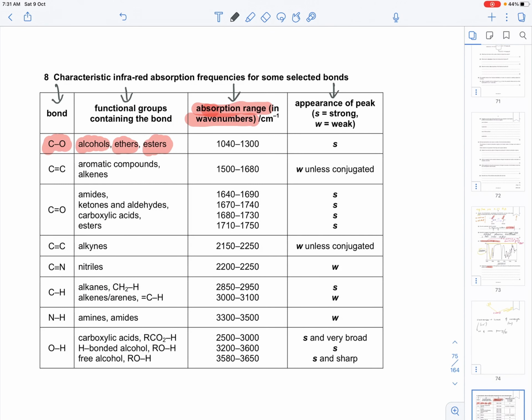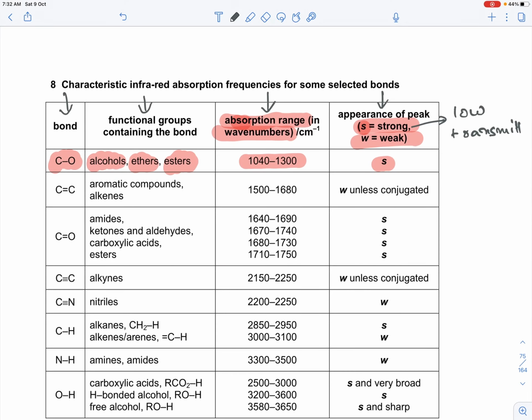For the carbon-oxygen bond, the wave number absorption range is 1040 to 1300, and the appearance of the peak is strong. S is for strong and W is for weak. A strong peak means a very high absorption or a very low transmittance. A strong peak means it has a low transmittance.